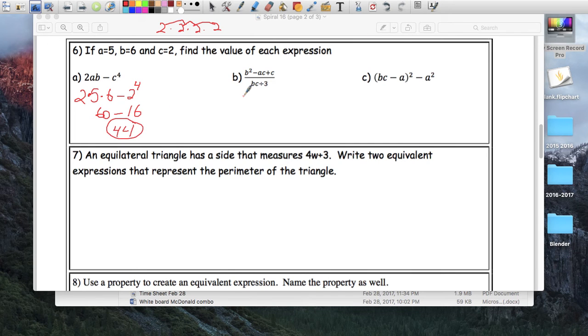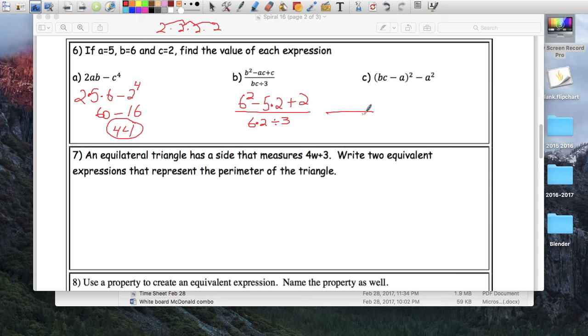This one's a little bit more, but same thing. B to the second power, so it's 6 to the second power, minus AC, or A, which is 5, times C, which is 2, plus the C, which is 2 again. And at the bottom, I'm going to have B times C divided by 3. So B, 6, times C, which is 2, divided by 3.